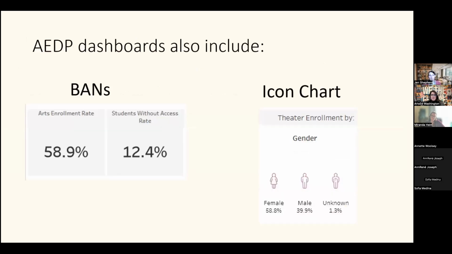I just wanted to mention that we do have some chart types just to keep things interesting. We have some metrics that are really important to the project, like what is the arts enrollment rate? What proportion of the students are participating? That's a big one. And then also, what proportion of students do not have access to the arts? Those are our two big metrics of the project. So we have what we call these big aggregated numbers periodically throughout the dashboards to really draw your attention to this key fact.